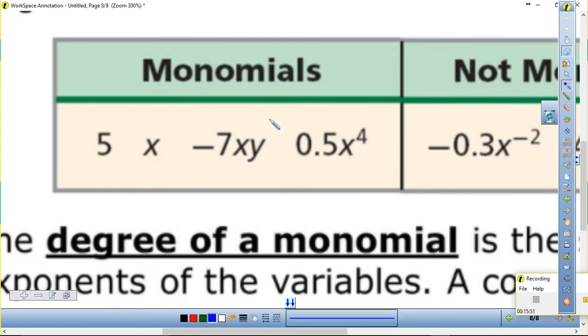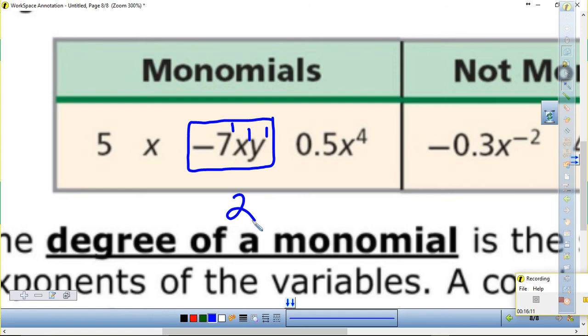Look up to the screen. Look at this monomial. What are the exponents on the variables? 1 and 1. But also 7 has a 1, doesn't it? Okay. So what do you think the degree is on this monomial? 2. The definition says the sum of the exponents on the variables. Does it say on the numbers also? No, just the variable. So this is degree of 2.